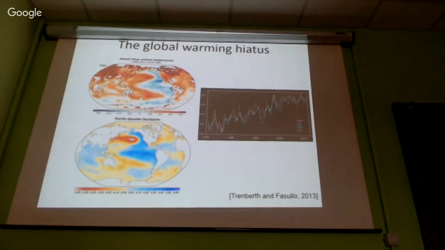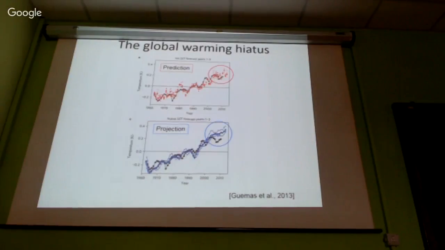There have been studies that show that this hiatus seems to be traced back to a cooling in the Pacific region, in particular a change in the phase of the Pacific decadal oscillation, which determined this regional cooling over the equatorial Pacific and also in the extratropical Pacific. But apart from this area, the rest of the world was actually continuing to warm. But the question was, are we able to retrospectively predict this hiatus, this slowdown in the trend?